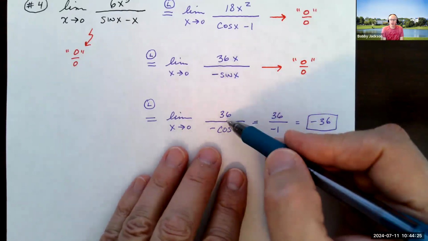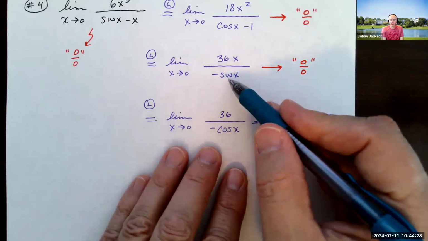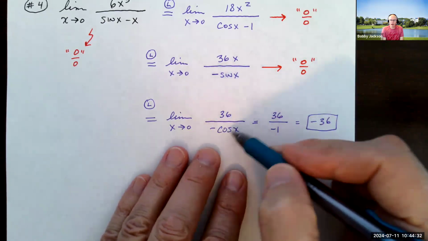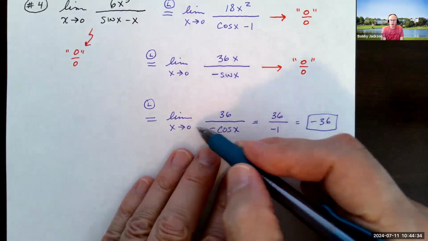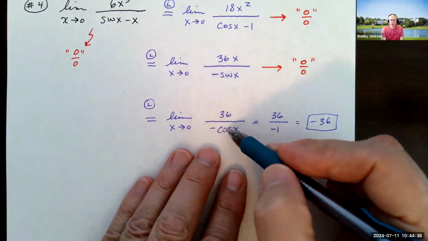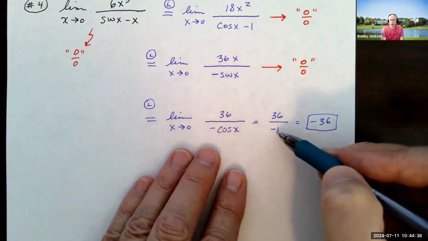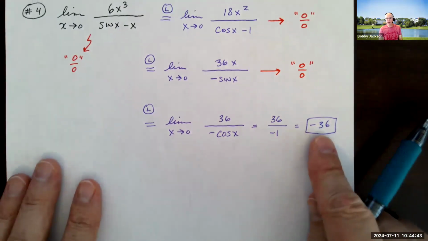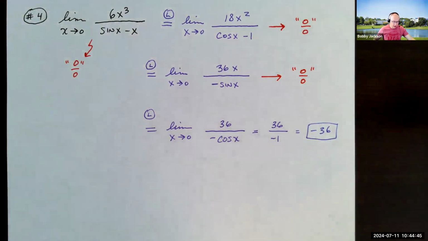Derivative of 36x is 36. Derivative of sine of x is positive cosine of x, so the derivative of negative sine of x is negative cosine of x. And now when I plug in 0, of course, the top is 36. The bottom, cosine of 0, is 1, so I get negative 1. And therefore the limit is negative 36. There it is.